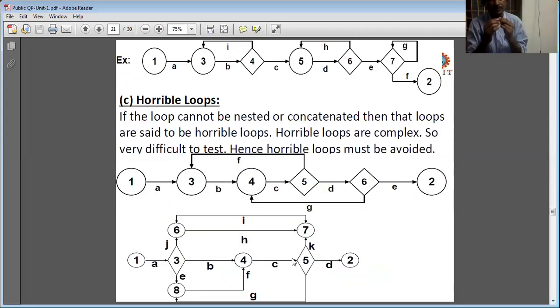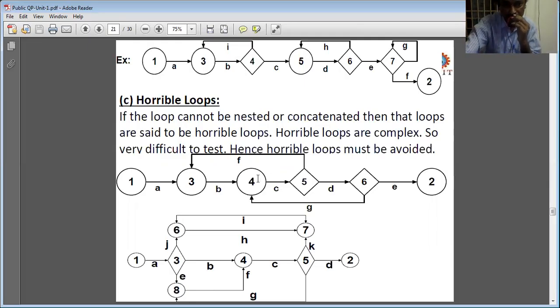Then horrible loops. If the loops cannot be nested or concatenated, then the loops are said to be horrible loops. Horrible loops are complex, so very difficult to test. Hence, horrible loops must be avoided.